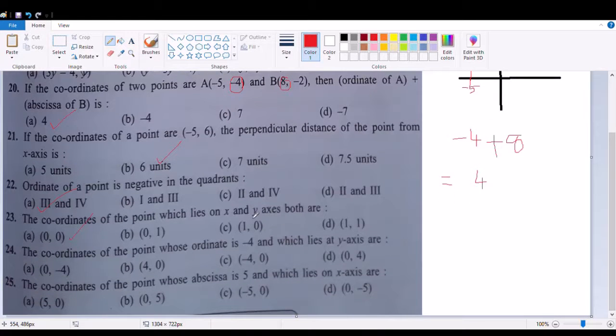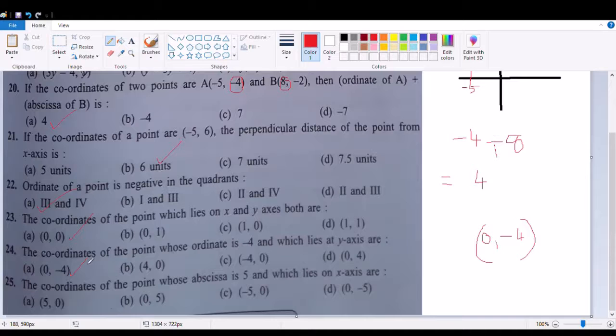Okay, this is another form of a question: the coordinate of the point of intersection of two axes, that you already know. That is origin, and the coordinates are 0, 0. Then the coordinates of a point whose ordinate is minus 4 and it lies on y-axis. Ordinate means y-coordinate. Lies on y-axis means x-coordinate is 0. So the answer will be 0 comma minus 4. That is option A.